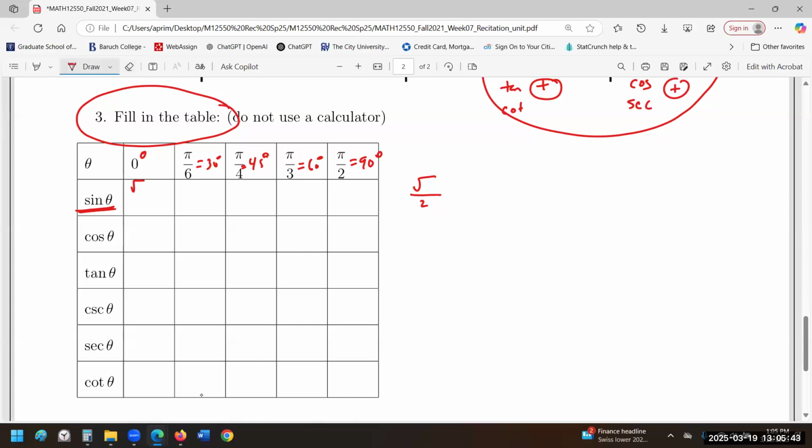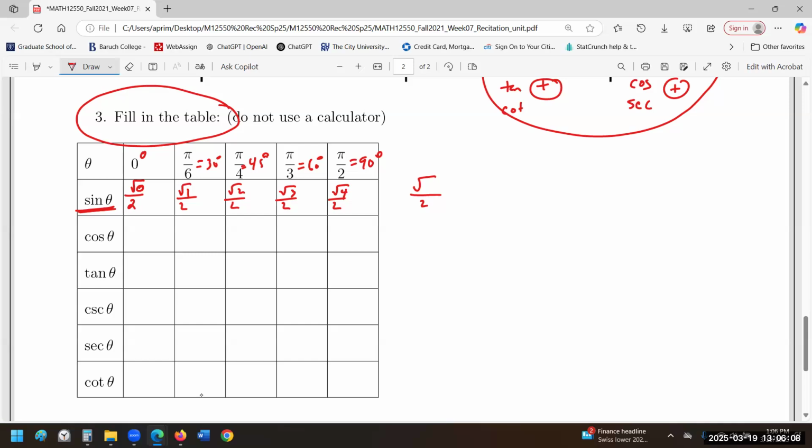Square root of blank and 2, square root of blank and 2, square root of blank and 2, square root of blank and 2, square root of blank and 2. And then you don't have to count how many fingers you have. You can simply write 0, 1, 2, 3, 4.